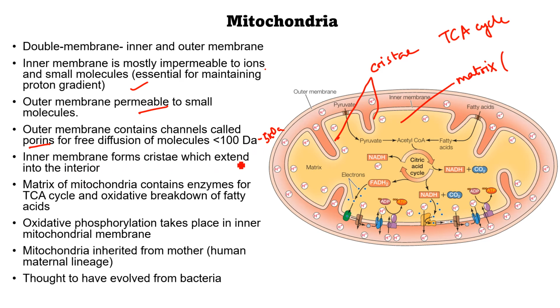The inner membrane forms cristae which extend into the interior, and because of these finger-like projections, it gives a greater surface area so that more proteins can be accommodated here, and the efficiency of the electron transport system or oxidative phosphorylation can be higher. The matrix of mitochondria contains enzymes for the TCA cycle and oxidative breakdown of fatty acids. Oxidative phosphorylation takes place in the inner mitochondrial membrane. So you all know about this.